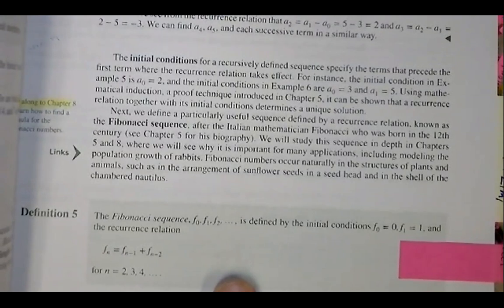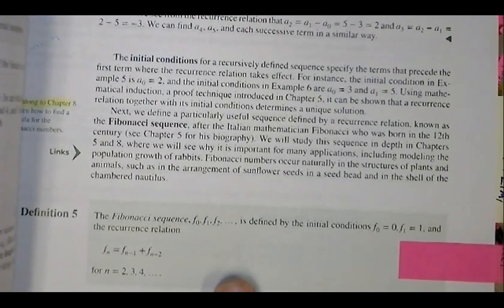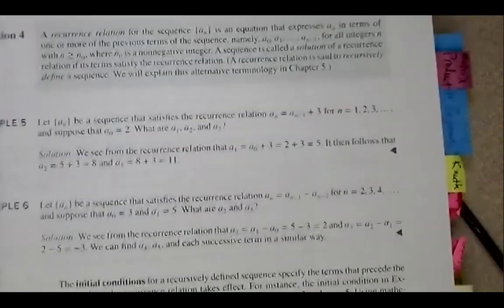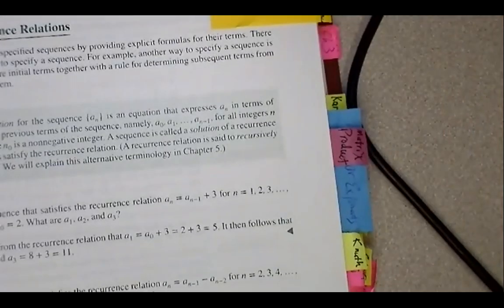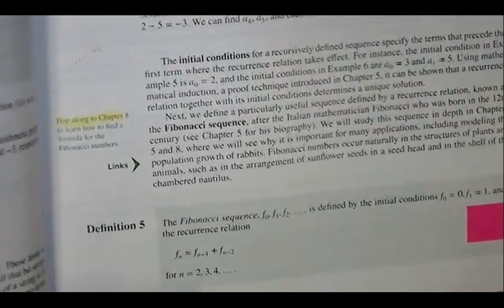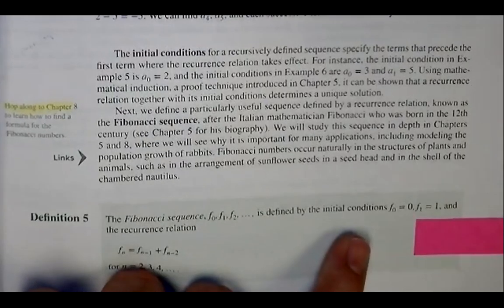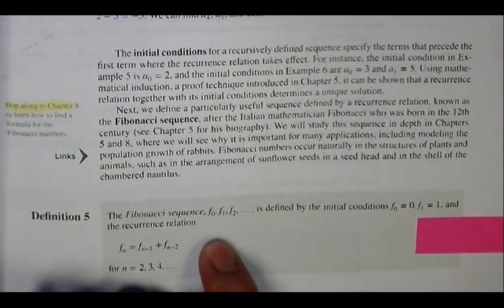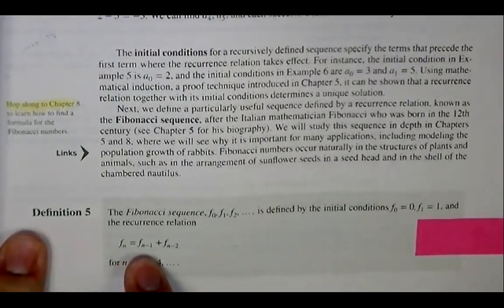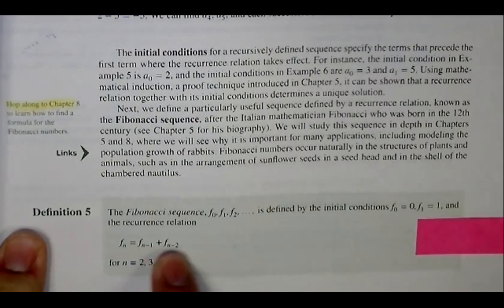So chapter 5 has a biography for Fibonacci. Guy is crazy. But essentially here's the part that we need. So f of 0 is 0, f of 1 is 1, and the recurrence relationship is our next term is equal to our previous term and the term before that. Okay.